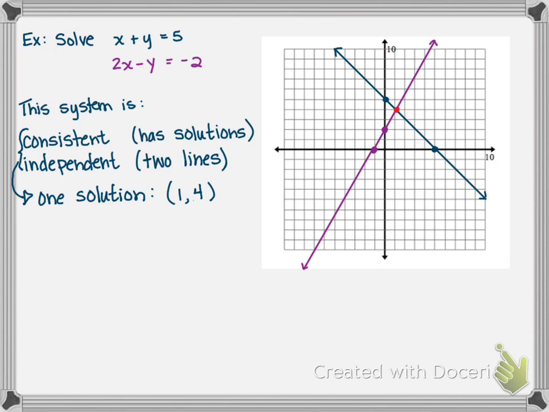Yes? What if there was a curve? So we're just doing linear ones, but you're right. So if we had a consistent independent system of nonlinear equations, there could be more than one solution. So you can end up with 2 solutions, 3 solutions. We're just going to focus on linear systems, so we'll only get one, infinite, or none. But if you have a nonlinear system, yes, one of those could turn around and cross the other one again.